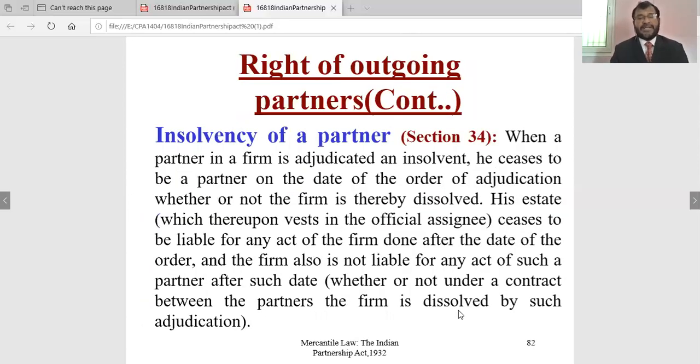Rights of outgoing partners, insolvency of a partner, Section 34. When a partner in a firm is adjudicated as insolvent, he ceases to be a partner on the date of the order of adjudication, whether or not the firm is thereby dissolved. His estate ceases to be liable for any act of the firm done after the date of the order, and the firm is also not liable for any act of such a partner after such a date, whether or not under a contract between the partners the firm is dissolved by such adjudication.